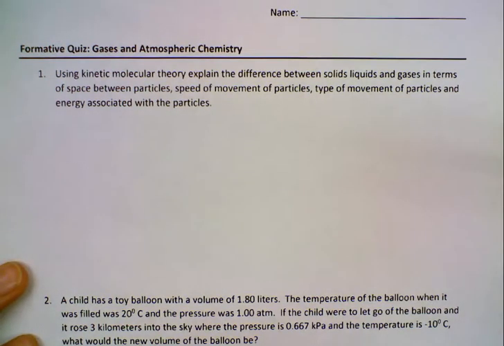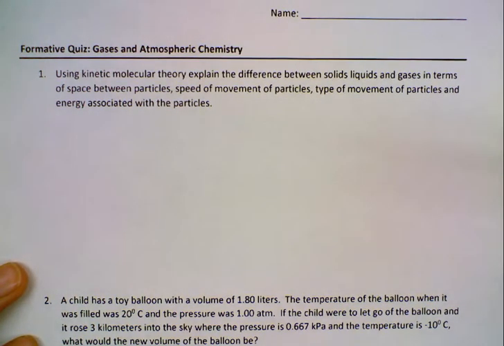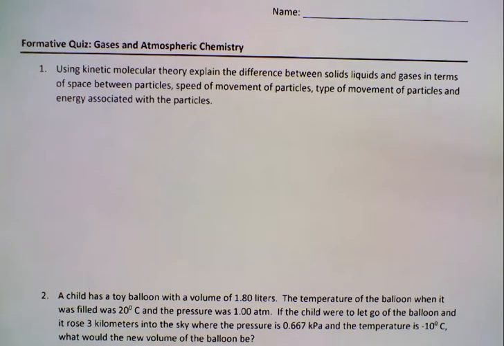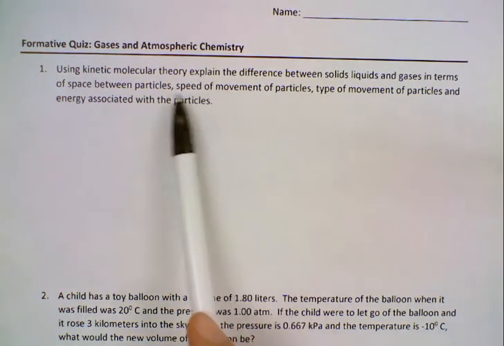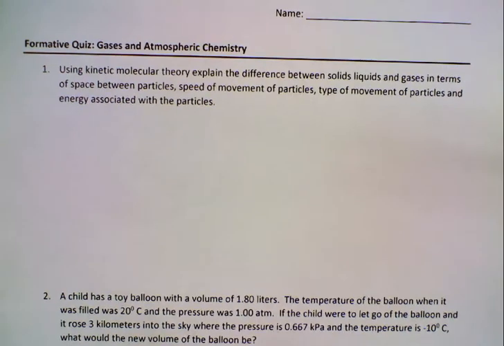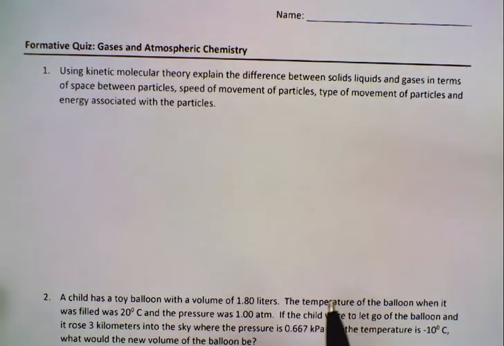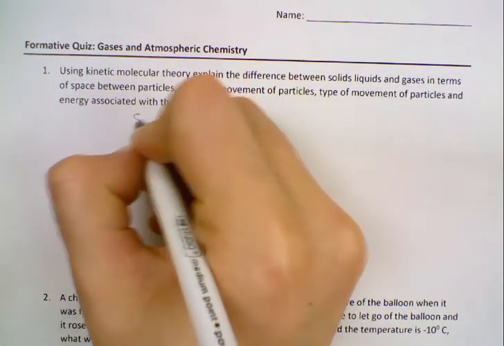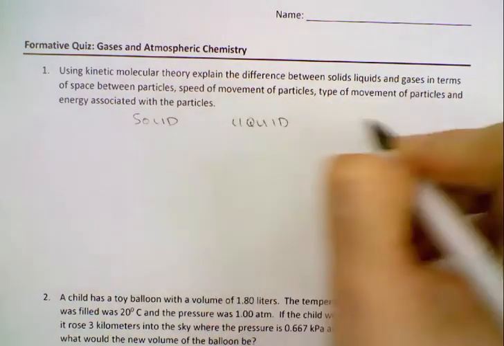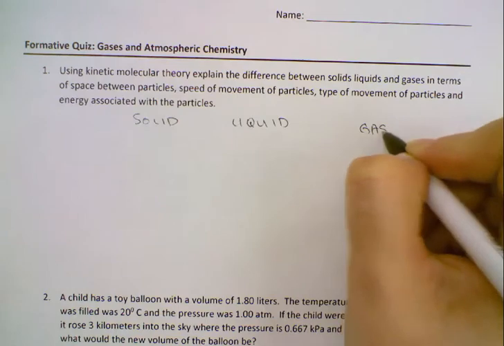Okay, so this tutorial should help you answer the quiz that you did in class on gases and atmospheric chemistry. So the first question asks you to tell me the difference between solids, liquids, and gases based on these four components of the kinetic molecular theory. How I would answer this question is I would set it up in a table to keep myself organized.